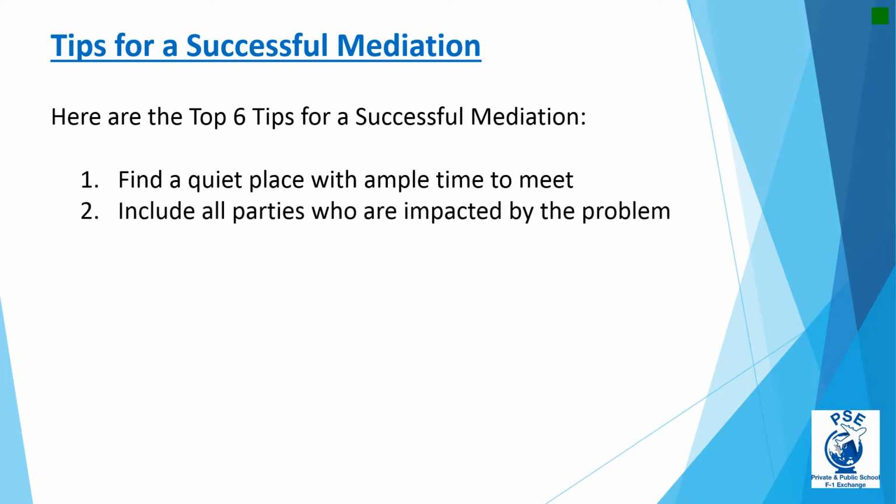Tip number 2. Include all parties who are impacted by the problem so that all are involved in making a decision for resolution. For example, don't meet when one host parent or affected sibling is unavailable, as the left out person may disagree or even sabotage the agreement later. Do not include those who are not impacted by the problem.